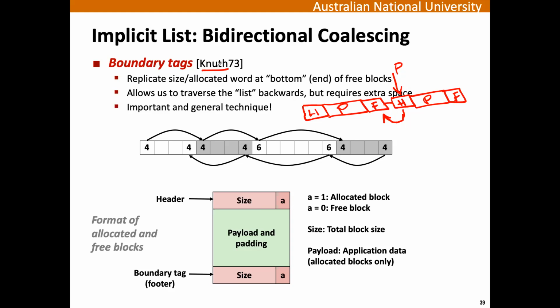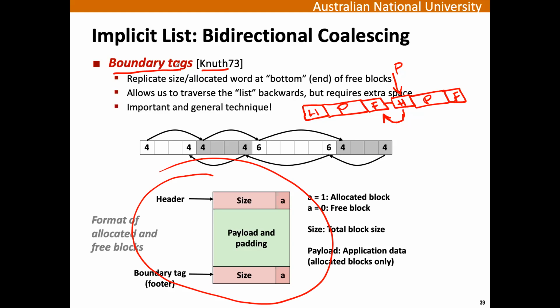We know that the size of the left neighbor is just 1 word away. It's an invariant. It's always true because we always add the footer to the block. So now our blocks look like this. This is called a boundary tag, a boundary tag to help the next block with coalescing.